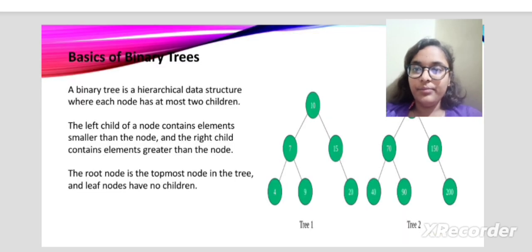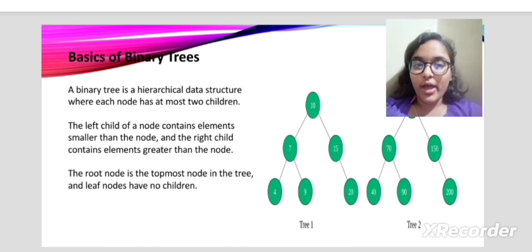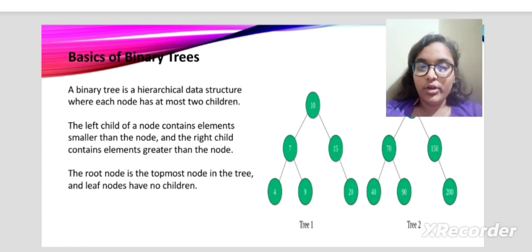Next is basics of binary trees. A binary tree is a hierarchical data structure where each node has at most two children. The left child of a node contains elements smaller than the node, and the right child contains elements greater than the node. The root node is the topmost node in the tree, and leaf nodes have no children.